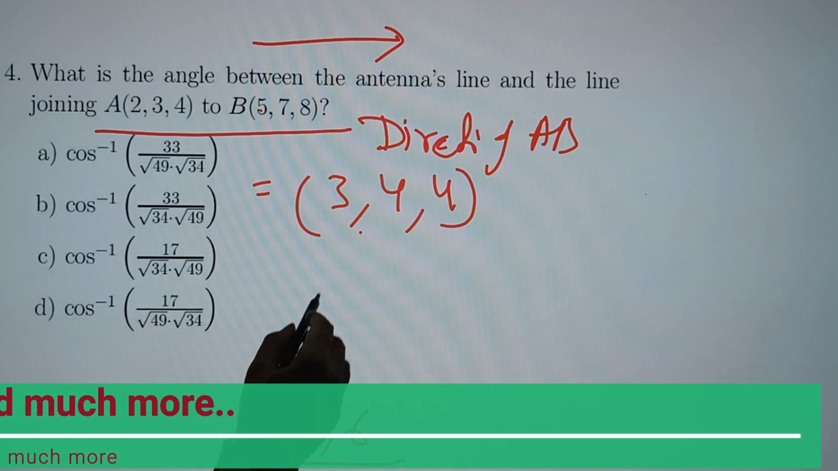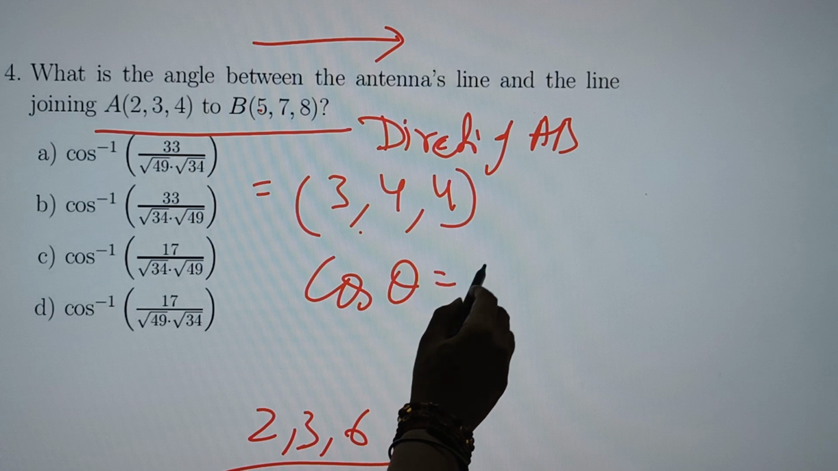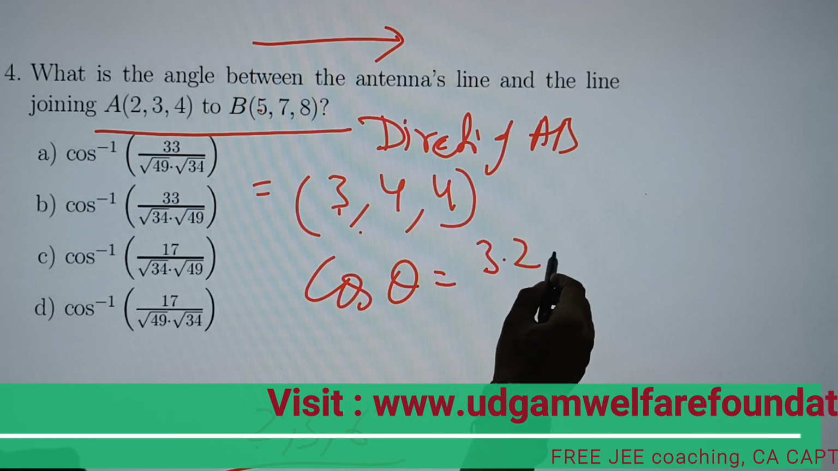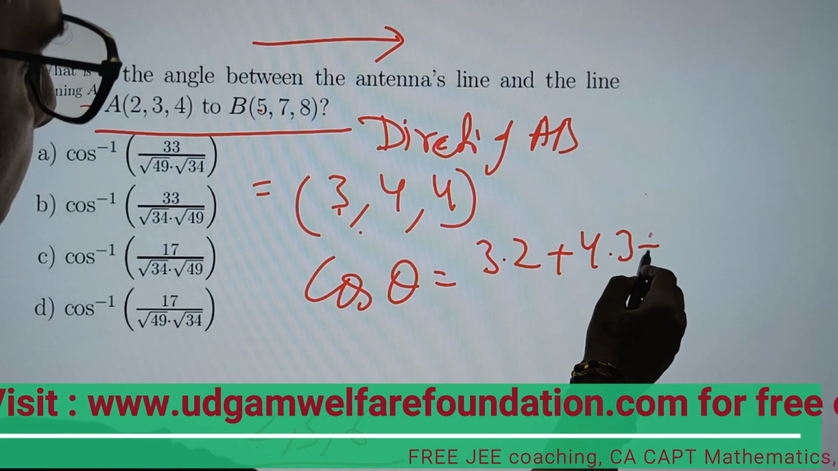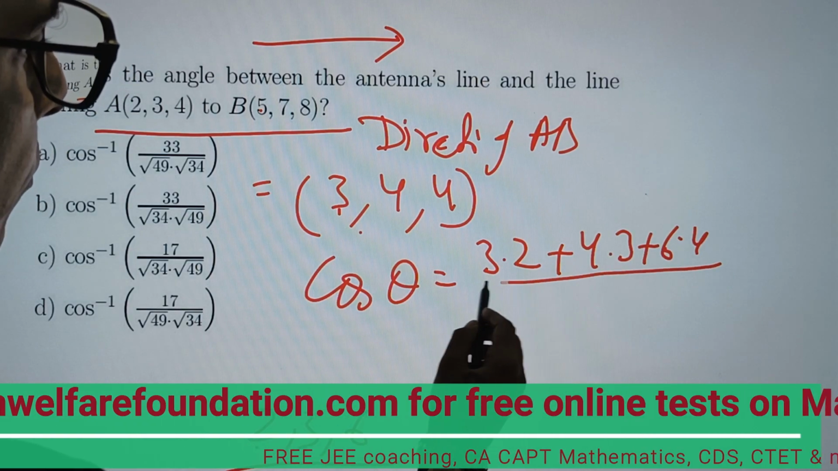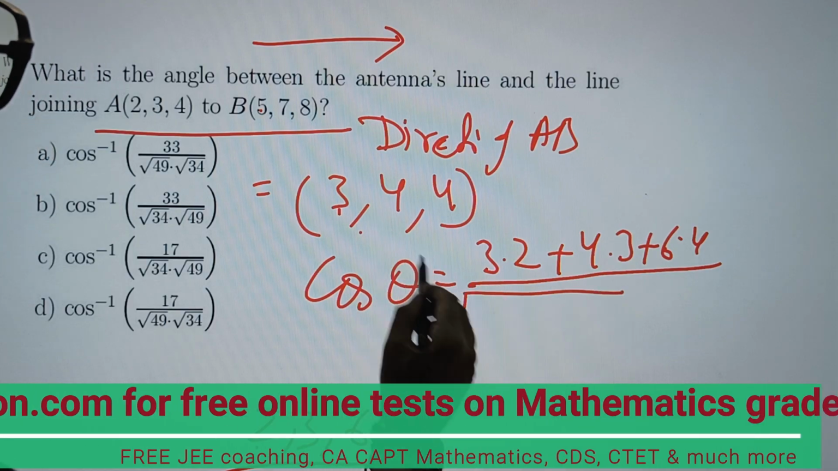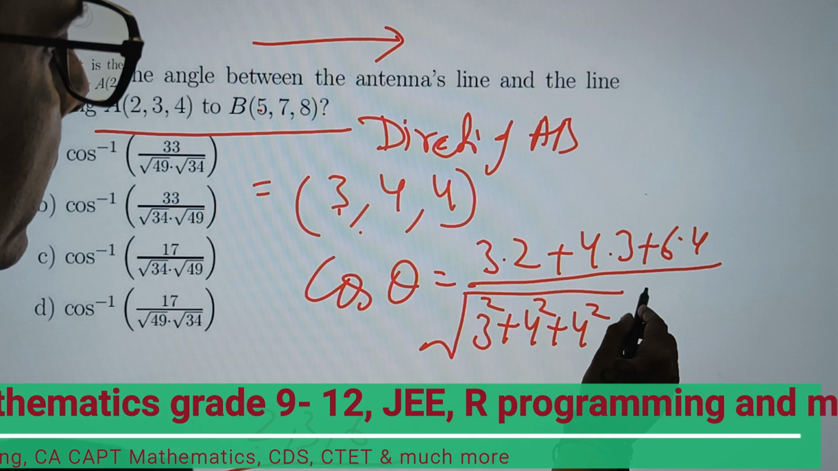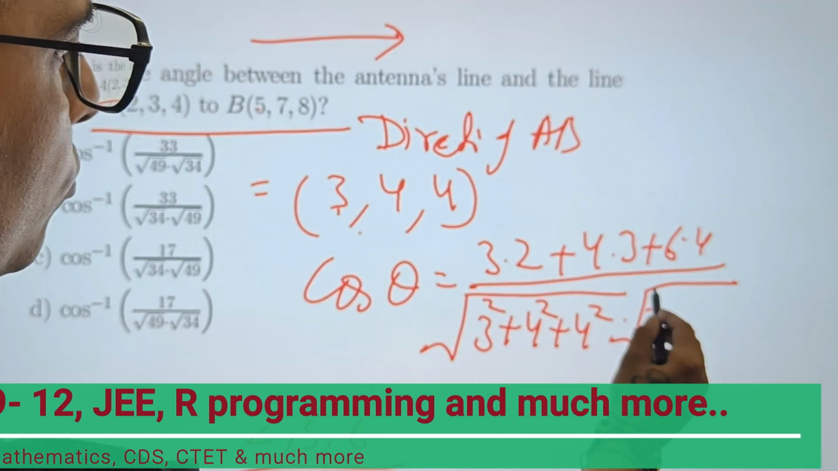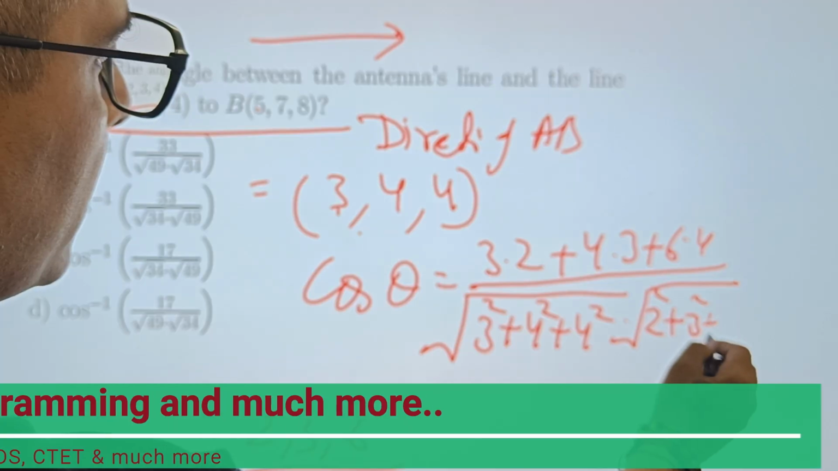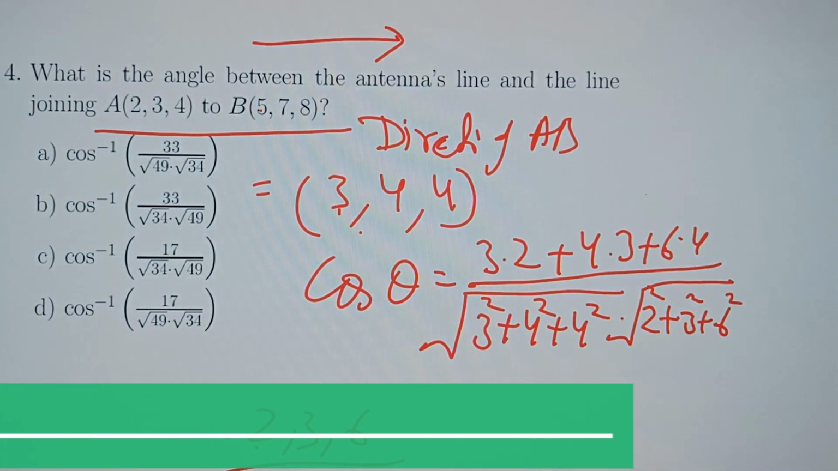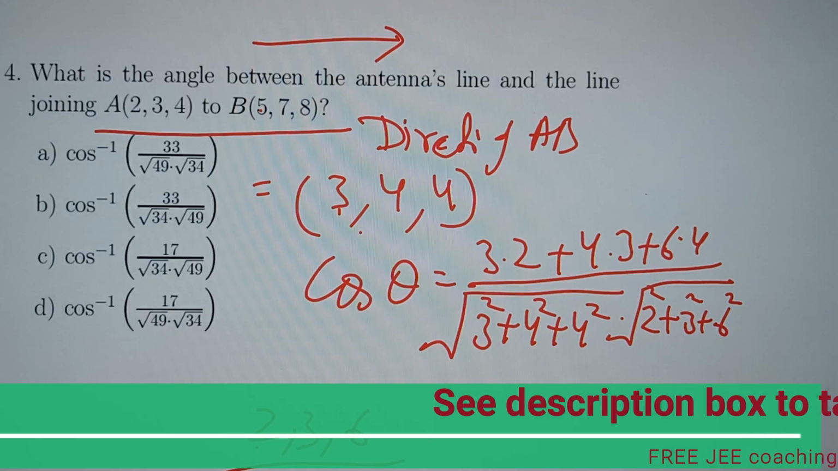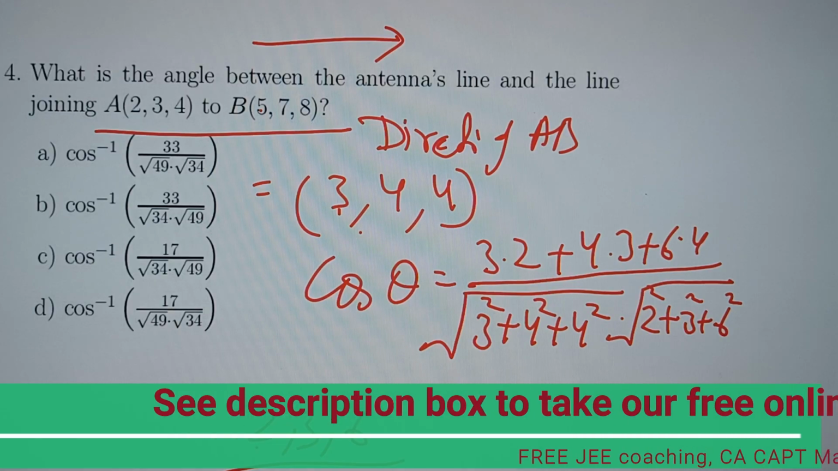With the help of the formula, cos theta equals this into this, that is 3 into 2 plus 4 into 3 plus 6 into 4, over root over 3 square plus 4 square plus 4 square, into root over 2 square plus 3 square plus 6 square. Very simple. So by using this particular formula, we can easily find the angle between two lines.